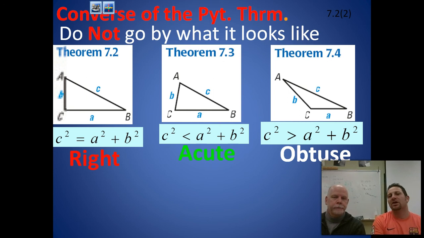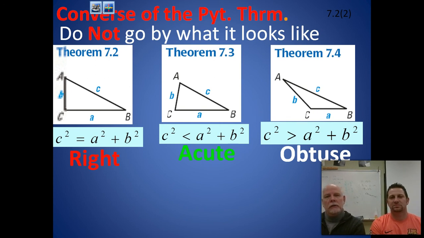If c squared is greater, then you get an obtuse triangle. If c squared is less, then you get an acute triangle. Not all of this is the converse. The converse is just really the first one. But if you plug into Pythagorean's theorem, c squared equals a squared plus b squared, and it works, then it is a 90-degree angle. It's a right angle.